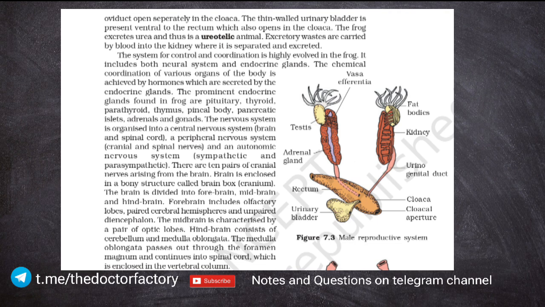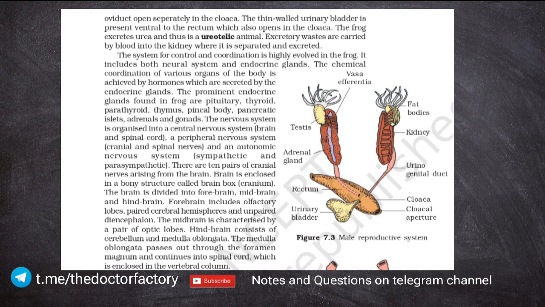The chemical coordination of various organs of the body is achieved by hormones which are secreted by the endocrine glands. The prominent endocrine glands found in frog are pituitary, thyroid, parathyroid, thymus, pineal body, pancreatic islets, adrenals, and gonads.